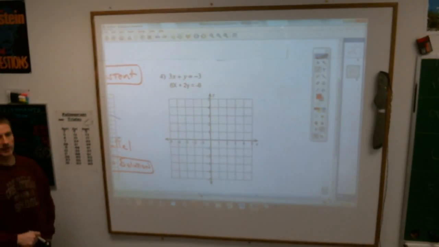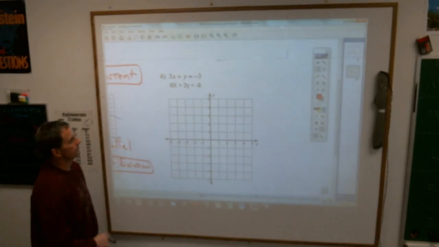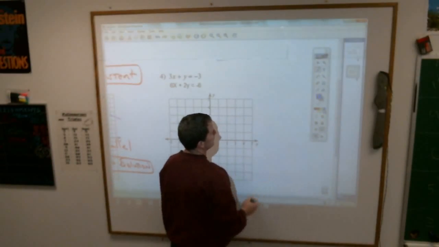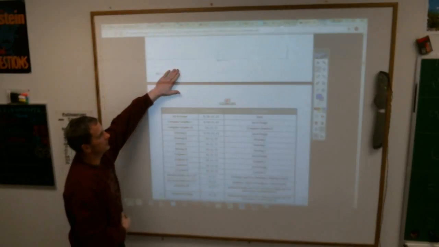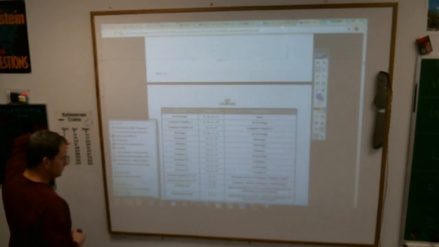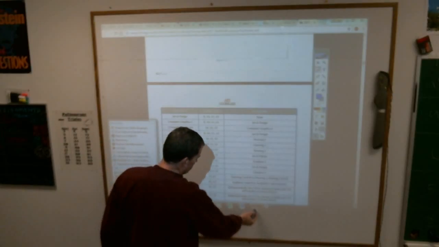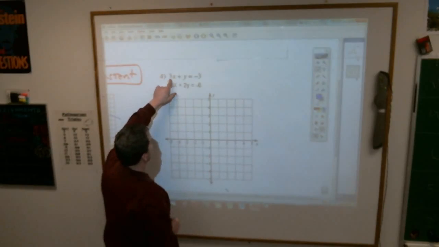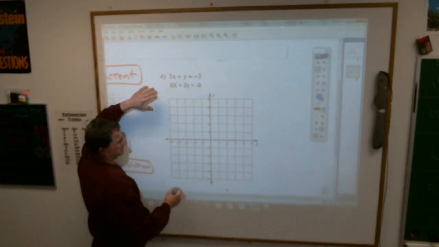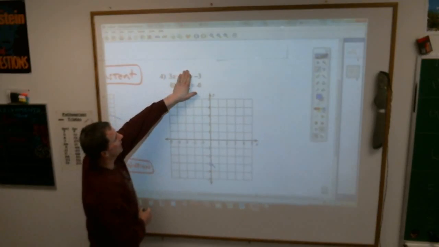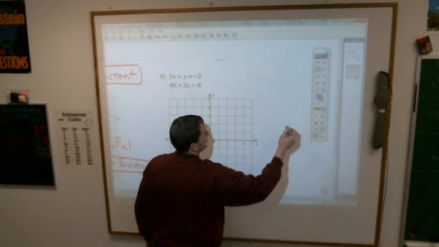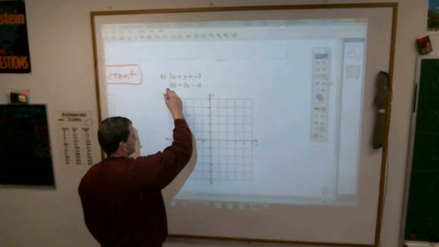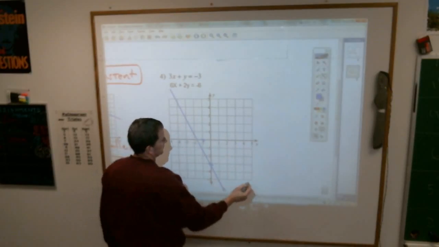Graph this number 4, you get what? Oh look, it's in standard form. How do I solve ones in standard form? Ryan? We'll cover up. X, Y intercepts. Cover up the X, Y equals -3. Cover up the Y, X equals -1. So I graph that real fast. So that's a good looking graph.